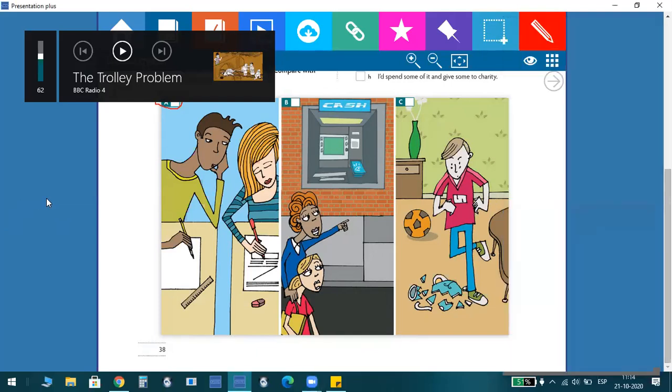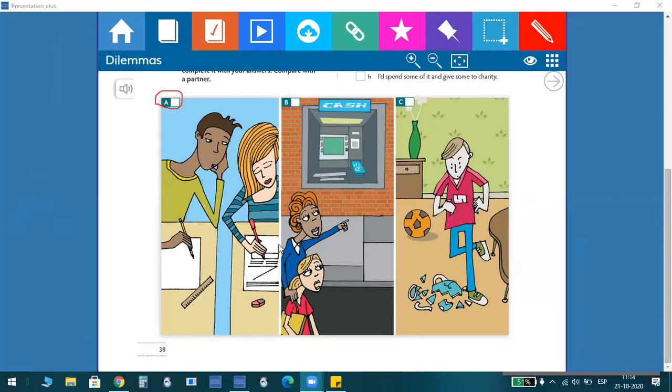He's cheating. Okay, he's cheating on the test. Thank you. Okay, I need it in English, not in Spanish. Good. So he's cheating on the test. And what's the dilemma?